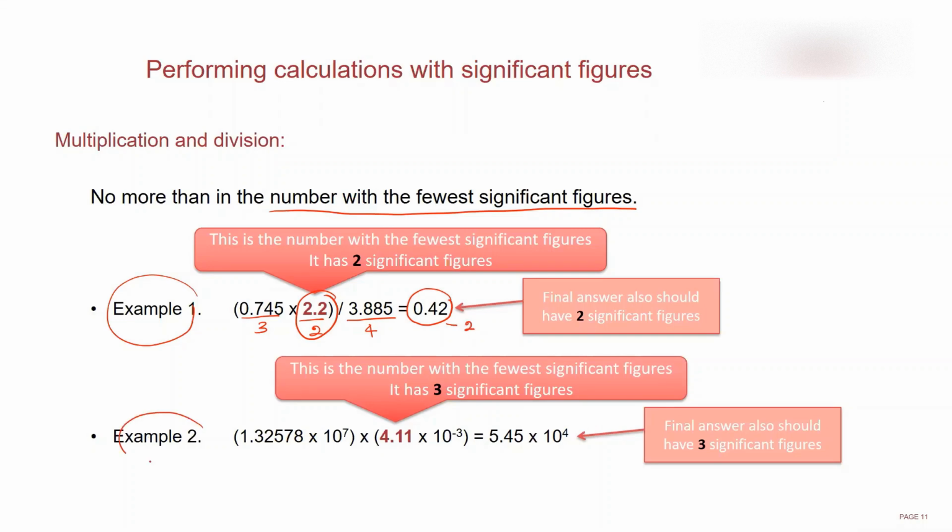Let's take another example. Here I have 2 numbers to multiply. In the first number, I have 1, 2, 3, 4, 5, 6 significant figures. And in the second number, I have only 3 significant figures. So the number with the smallest number of significant figures is this one. So my answer also should have 3 significant figures.